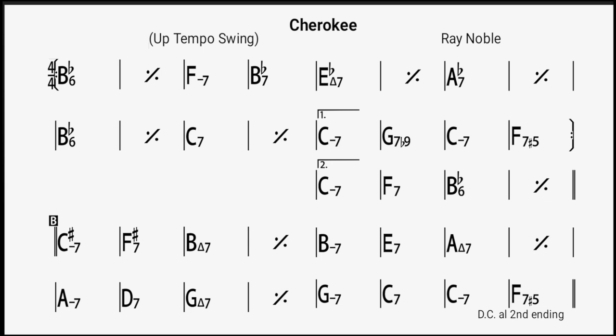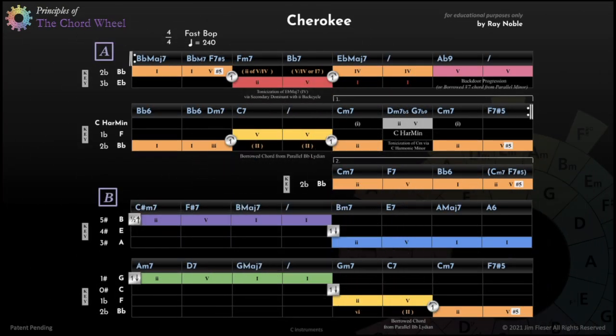How about Cherokee? We've been looking at this one. Once again, if I lay it out like this, I can't see the progressions. But now I see it. So to play Cherokee, I'm going to start off with a B flat major 7.